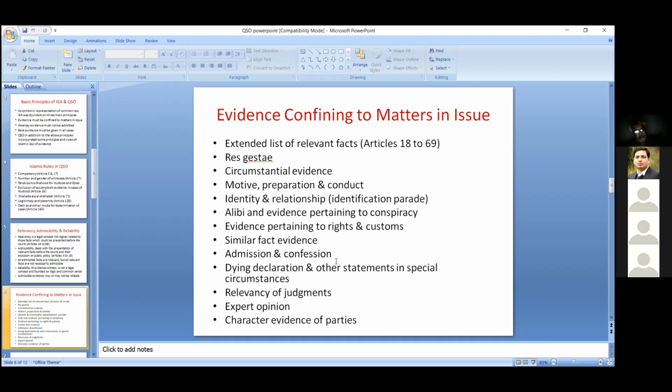Relevancy of judgments. Basically, when we read this particular area of the law of evidence, we generally confuse the concept of precedent and relevancy of judgment.